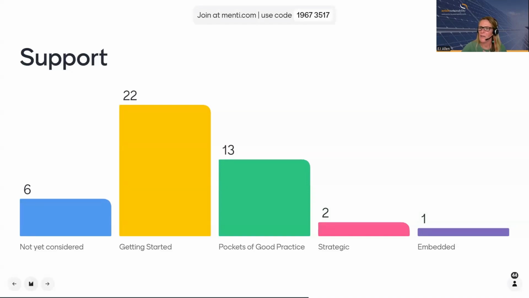Okay. Right, so I can see that here, interesting actually, more people are at the getting started side of things. And again, this is quite familiar. I feel like many organisations have started to think about this, but they don't really have that kind of competency framework in place that includes modern slavery.